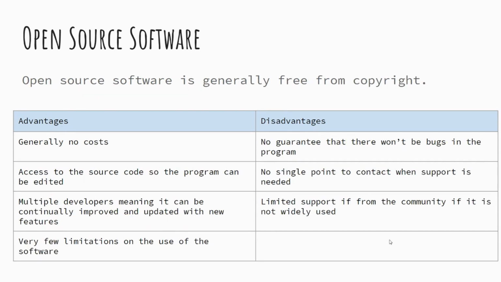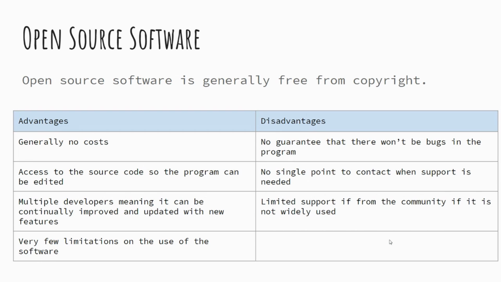When we look at open source software, there are other things to consider. So open source software is generally free when it comes to using it. So there's quite often no cost associated, and there's little copyright. Now, open source software is exactly what it says on the tin. It's open source, meaning you can access the code. You're able to edit the code and reprogram it.